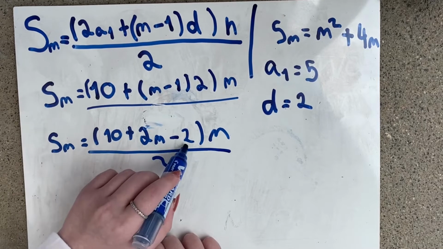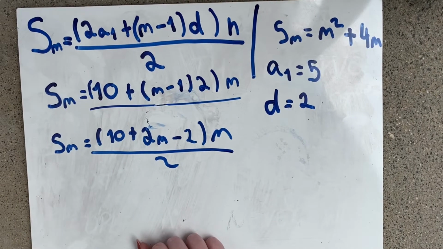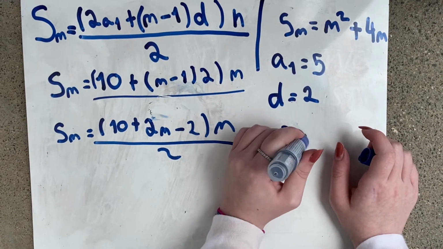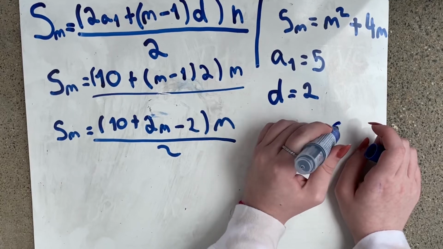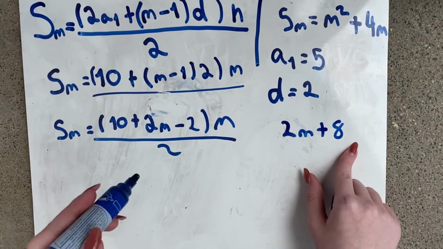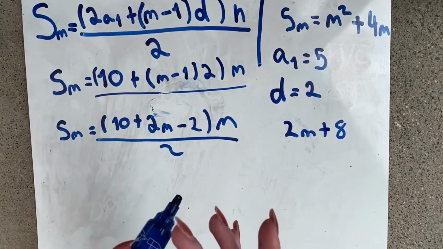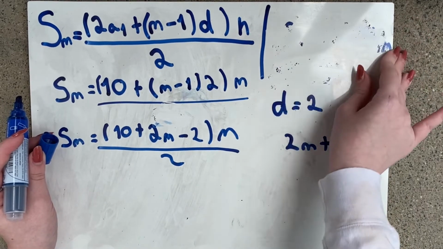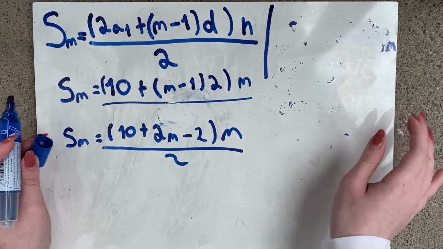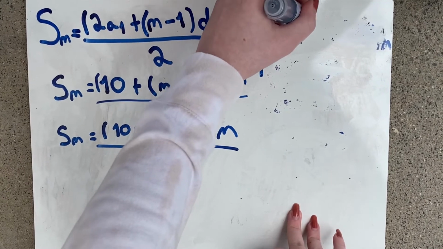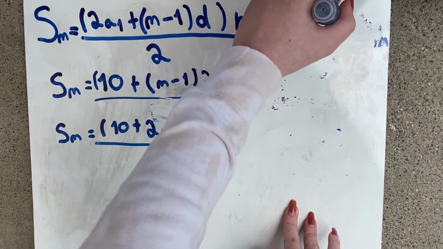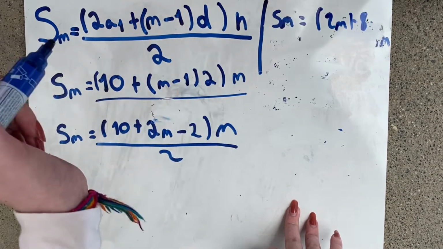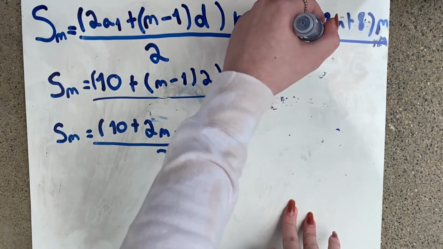So now we have 10 minus 2, so we combine like terms, and what we're going to end up with is a parenthesis that looks like 2n plus 8, right? That's going to be inside our parenthesis. So I'm just going to erase here so we can show better. So Sn is going to be 2n plus 8 times n over 2.